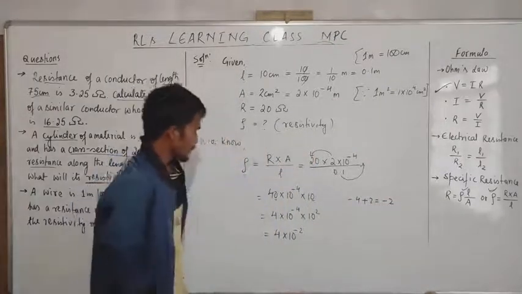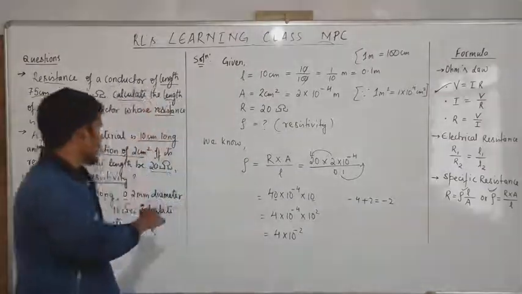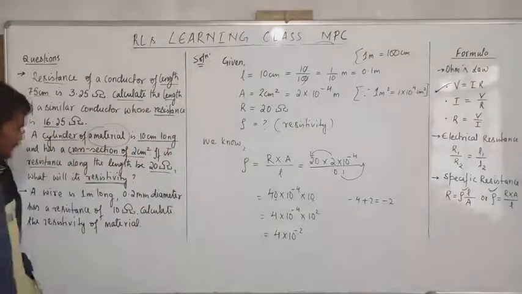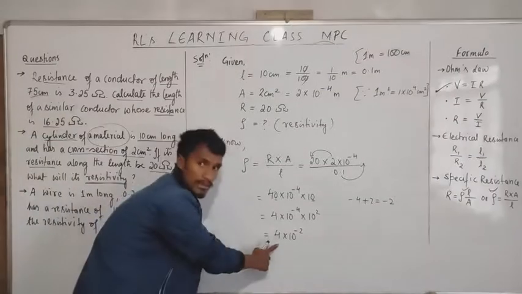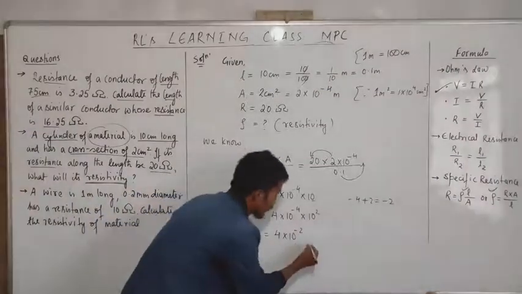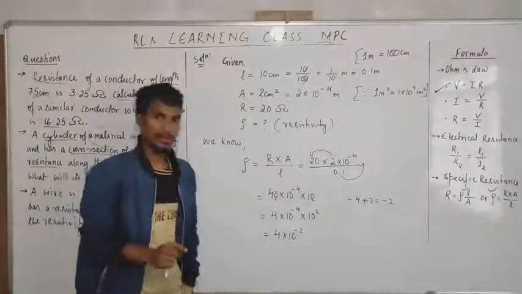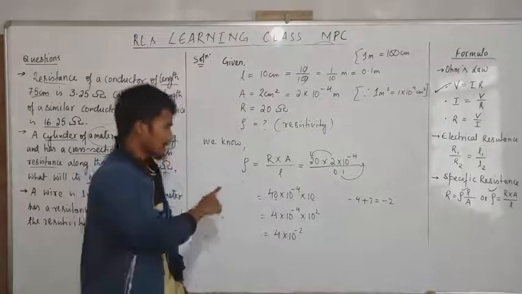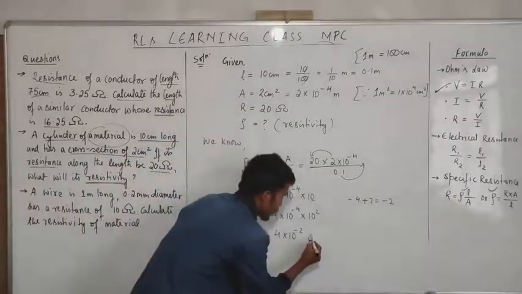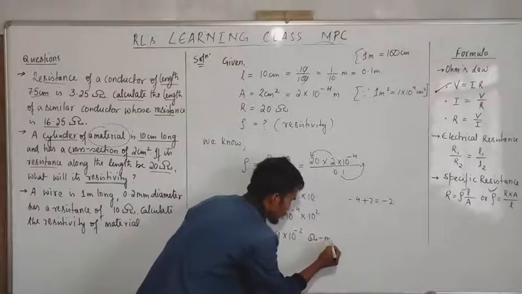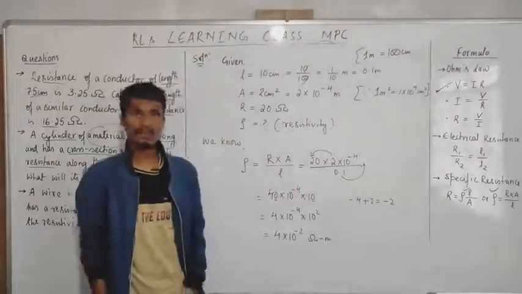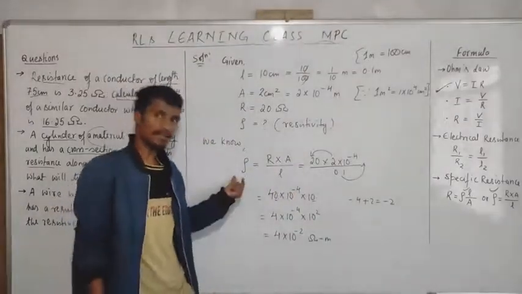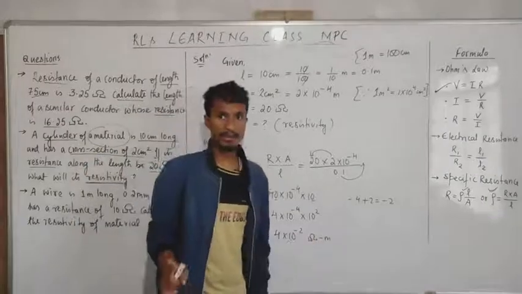Then what is the resistivity of this material? The resistivity of this material will be 4 into 10 to the power minus 2. What is the unit? Remember, please don't forget to write the SI unit. The SI unit of this will be ohm meter. Please don't forget this. The SI unit of electrical resistivity will be ohm meter.